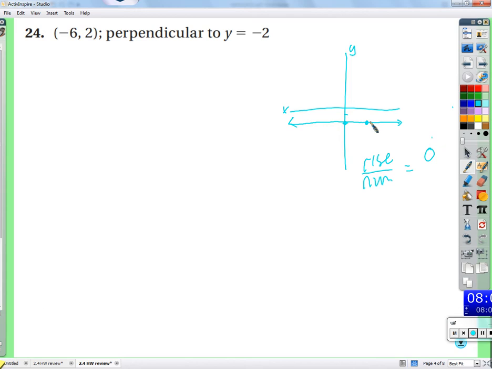So we rise nothing. And we run how much? About 3? About 75 million. Does it matter how much we run? No.